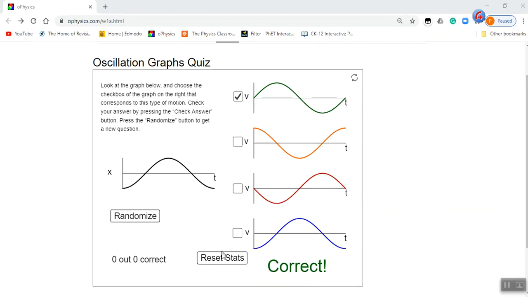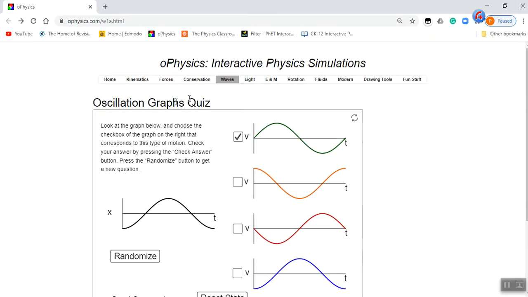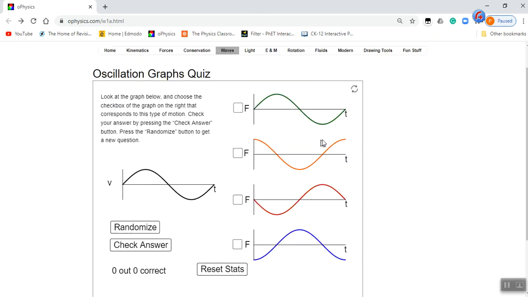I am at O Physics, and the interactive that I've been using now is oscillation graphs. So here we can test and play around a little bit on graphs and our knowledge of graphs.